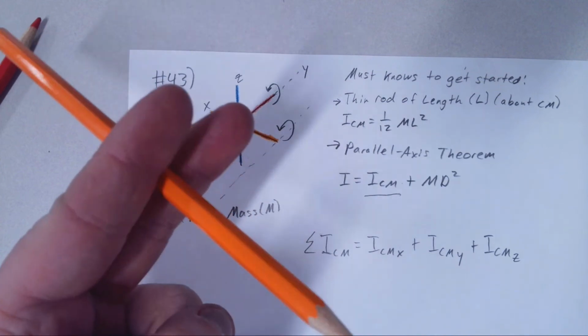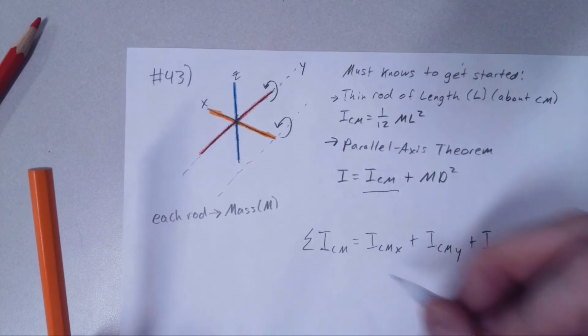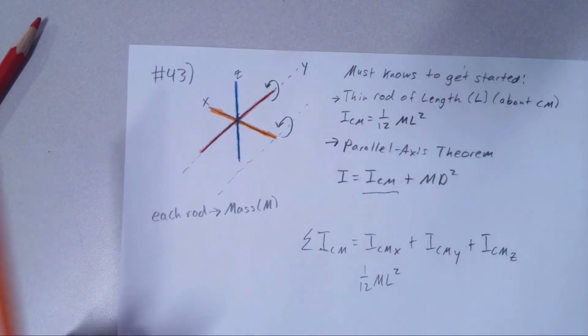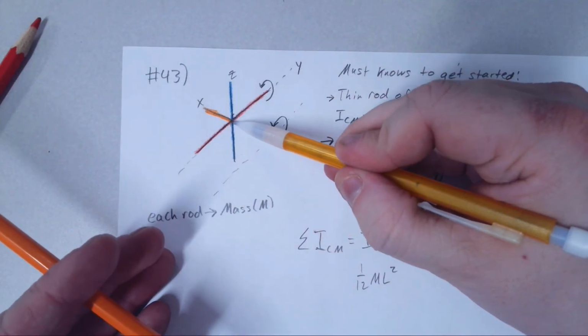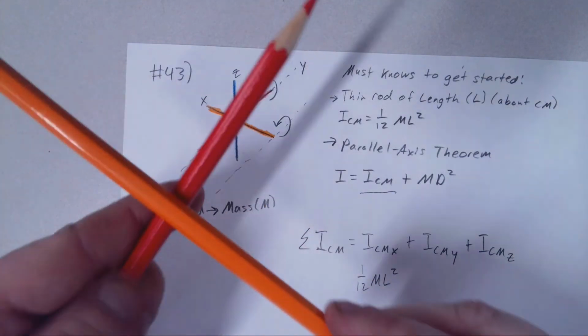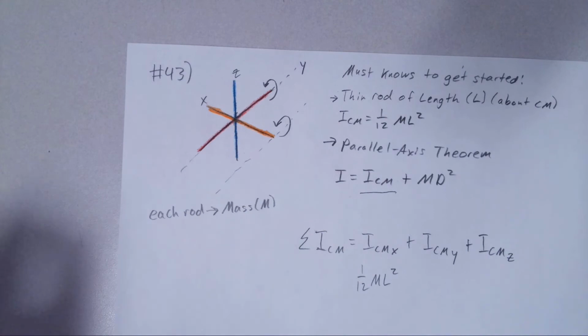And if it's being rotated about the center of mass there, then that is what we're going to be using. So that's 1/12 ml squared, because it's being rotated about this center axis here. So basically this is rotating about that axis, and so that's 1/12 ml squared.